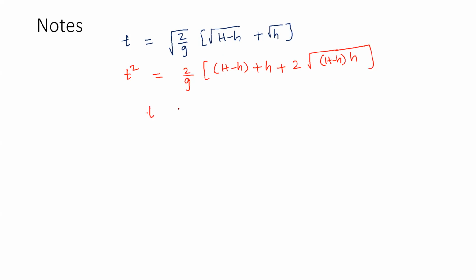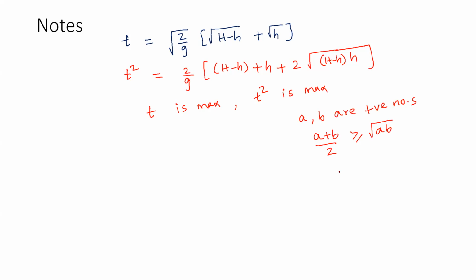Now, if I want t to be maximum, obviously we are looking at a positive quantity. I don't mind t square being maximum, right? So, Abhiram, I think you might be knowing this, right? If A and B are positive numbers, the AM of A and B, (A plus B) by 2, is greater than or equal to their GM. You are okay with this, right? Yes. Okay, so this is what we are planning to use.